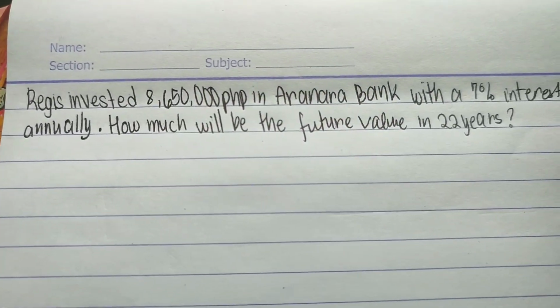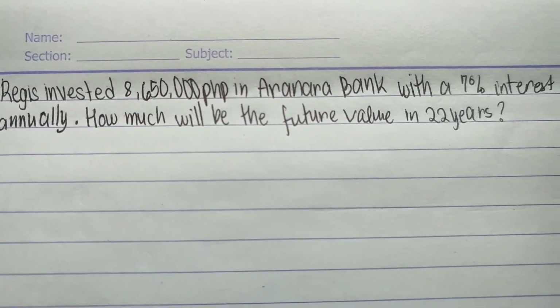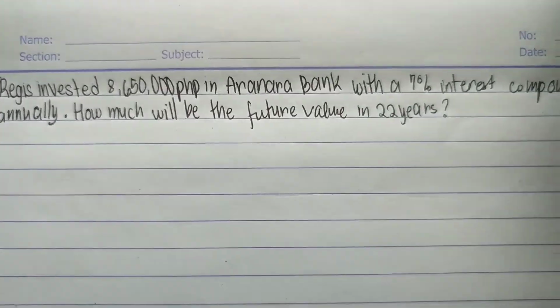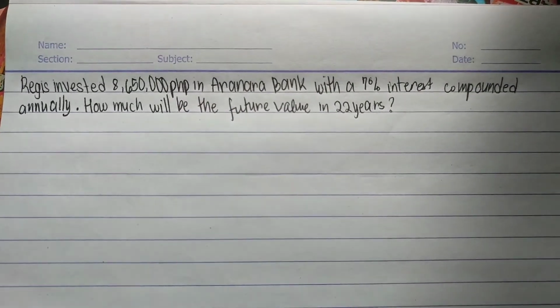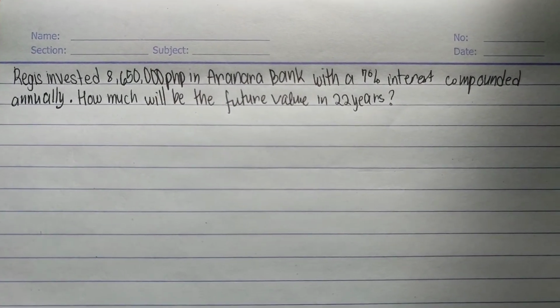Since we are done with our activities for simple interest, I will now be showing you our activities for compound interest. Here is the first one. Regis invested 8,650,000 pesos in Aranara Bank with a 7% interest compounded annually. How much will be the future value in 22 years?